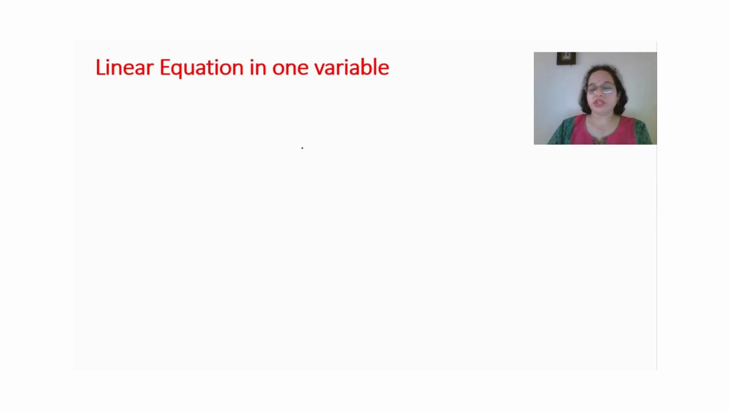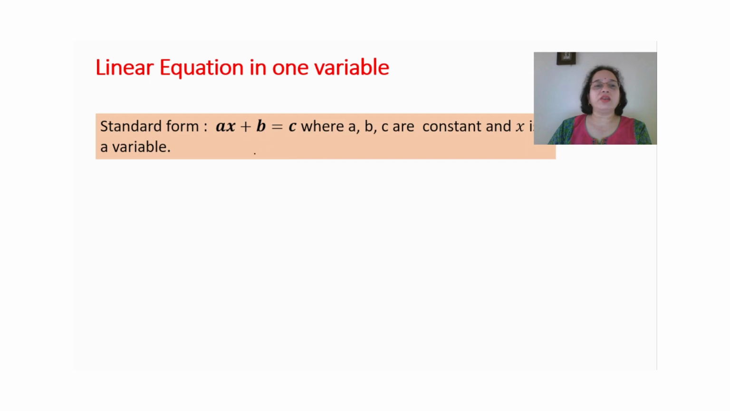So, linear equation in one variable. What is the standard form of linear equation in one variable? ax plus b is equal to c, where a, b and c are constants and x is the variable. Only one variable is there. So this is known as linear equation in one variable.